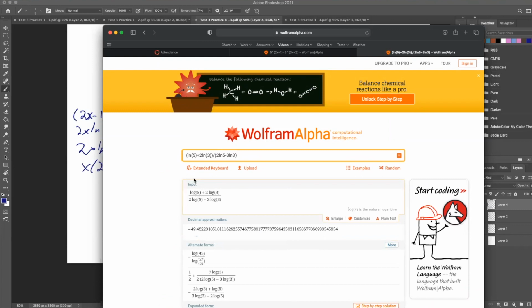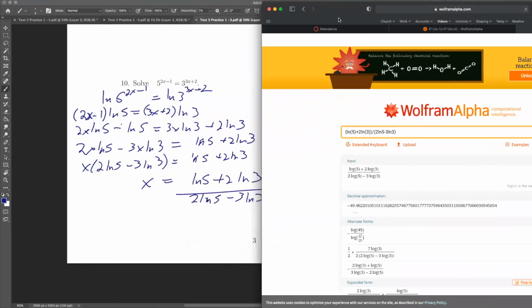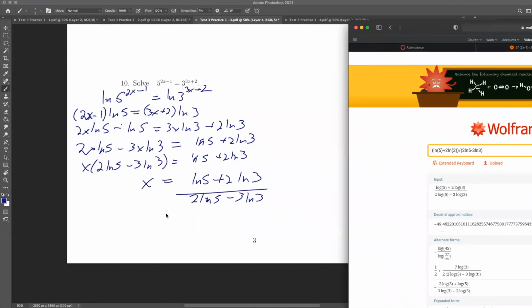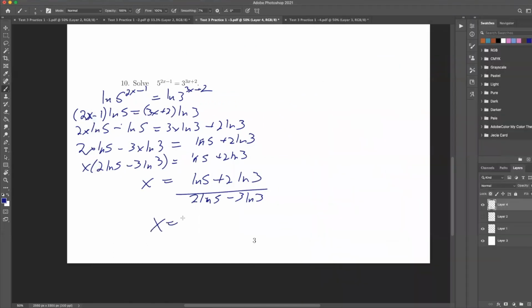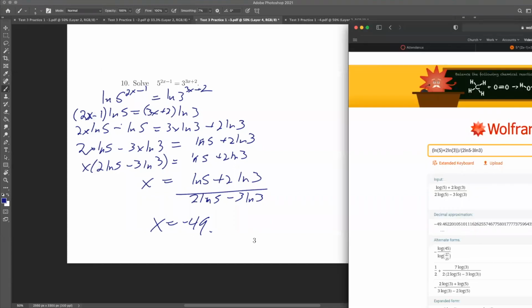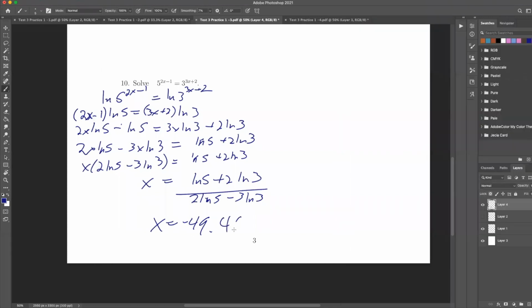So log, remember that Wolfram Alpha thinks log is log base e, which is not what it is for the book. And so here I get minus 49.6 something. Okay, so that's what you're going to type in. I think it wants up to 3 decimal points, so let's just write that up to 3 decimal points. So it'll be x equals minus 49 point. Uh-oh, my memory didn't pick it up. 462. 462. Okay.